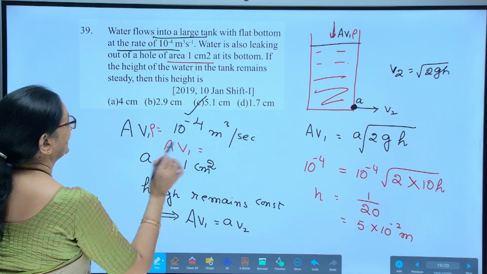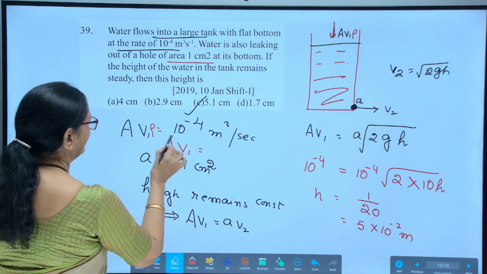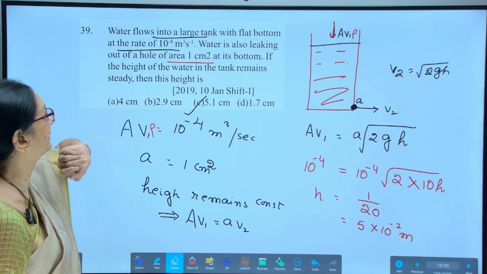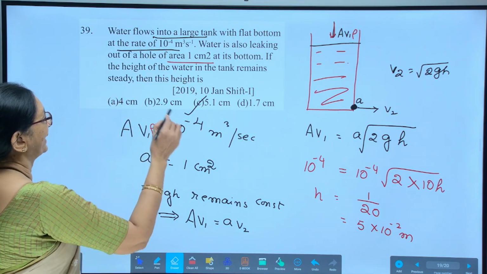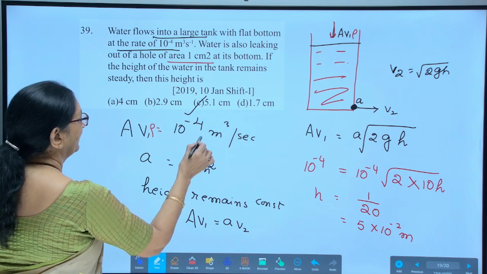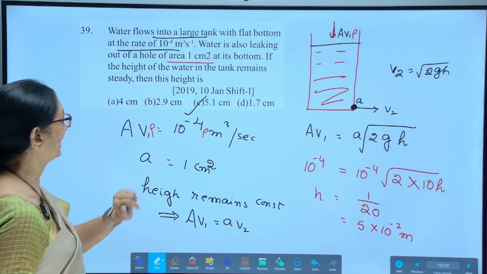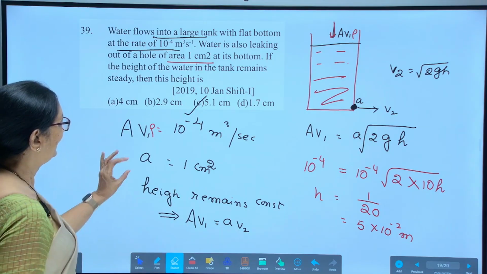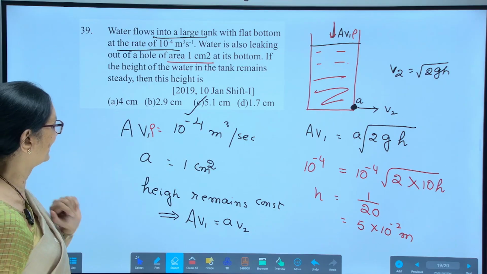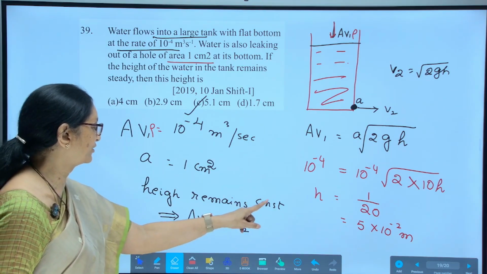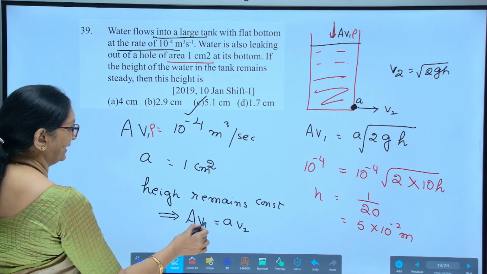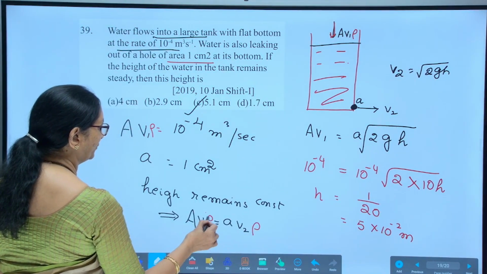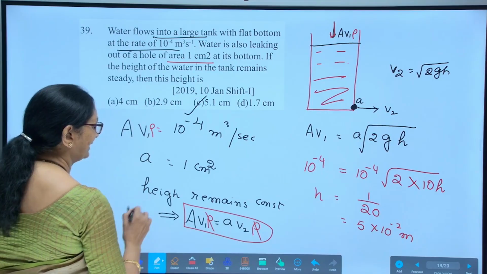So, here let me explain. Look here. The mass rate is given as 10 to the power of minus 4 meter cube per second, so this 10 to the power of minus 4 is AV1 rho. Area of cross section is given as 1 centimeter square. Height remains constant when AV1 rho is equal to AV2 rho. This and this finally get cancelled.